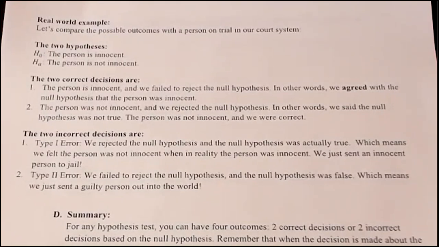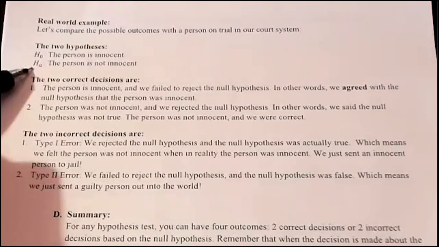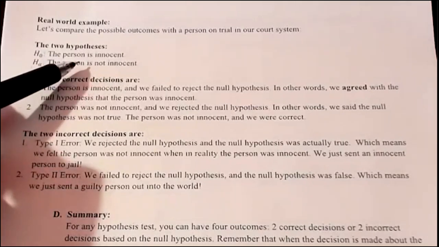Think about this real world example. So we're going to compare the possible outcomes with a person on trial in our court system. Think about this person on trial. That person is either innocent or not. Now remember, they're innocent and proven guilty, right? So the null hypothesis would definitely be that the person is innocent. The alternative is that they're not.